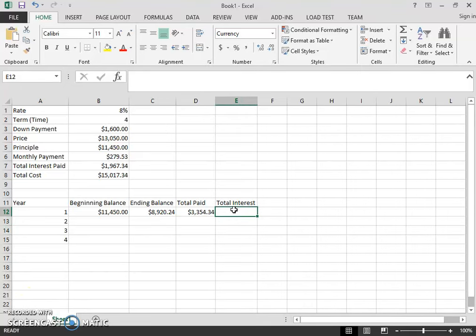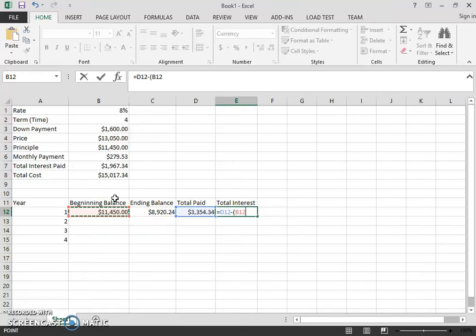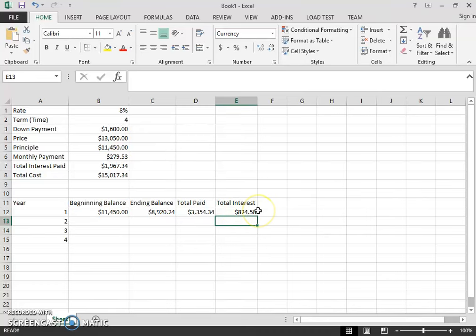Now, the next part that we need to find is our total interest that we have paid in year 1. To find our total interest paid in year 1, we're going to click in cell E12. We're going to go equal to our total paid minus, left parenthesis, our beginning balance minus our ending balance, and right parenthesis. And we find that on the year, we have paid $824.58 worth of interest.